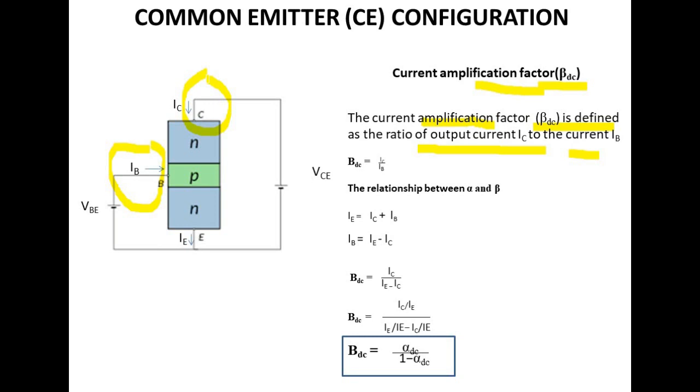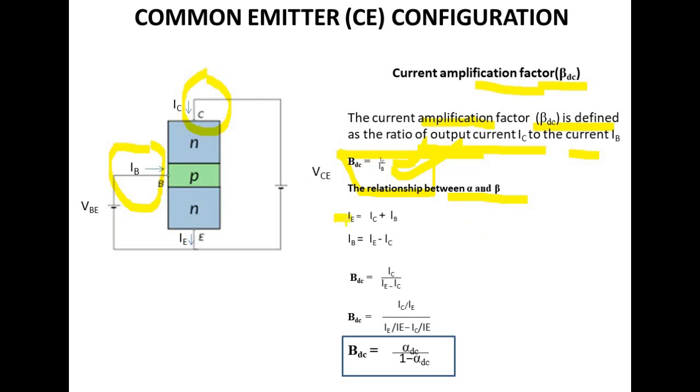So beta DC, that is the current amplification factor for common emitter configuration, will be the ratio of output current to the input current, that is beta DC will be equal to IC over IB. So this will be the important relationship. Now we have to derive the relationship between alpha and beta. Alpha is the current amplification factor for common base and beta is for common emitter. Now we have to derive this relationship between alpha and beta, and this is a very important relationship.